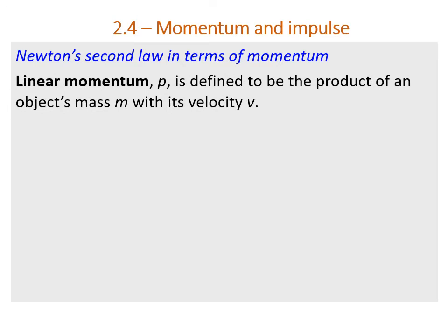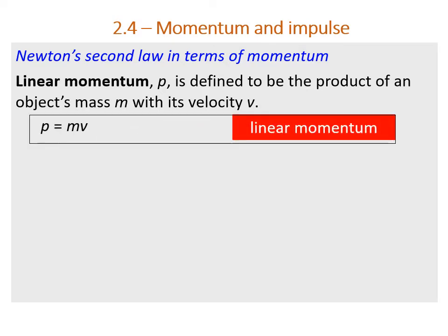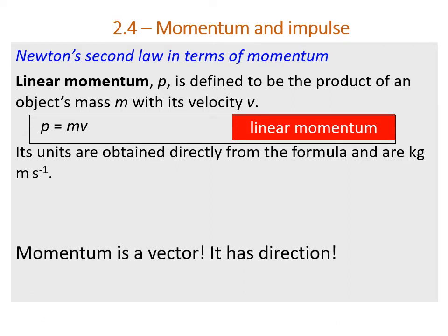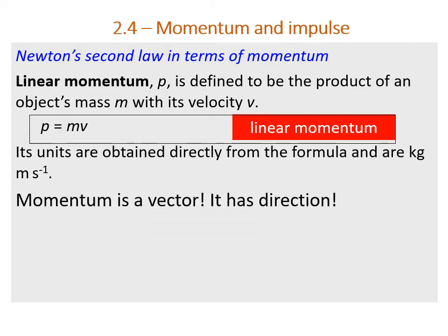Linear momentum, symbol P, is defined to be the product of an object's mass with its velocity. So mass is a scalar, velocity is a vector. A scalar times a vector gives you a vector. Its units are obtained again from the formula, and they are kilogram meter per second. It is a vector, I must stress this. Momentum has direction and magnitude.